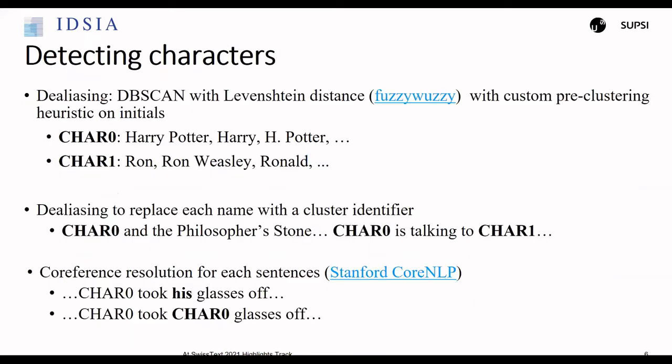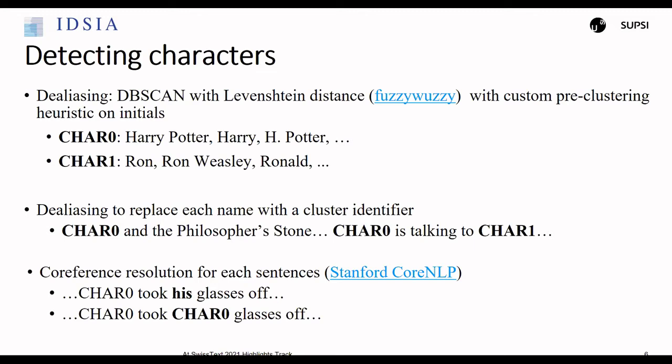After this, the next problem is dealing with dealiasing. In novels, a particular character can be referred to by different names. In order to get the major references, we used a clustering technique, DBSCAN with Levenshtein distance, to get clusters of the characters, for example Harry Potter, Harry, H. Potter, etc., which are different references to the main character, Harry Potter, and then replace them with an identifier.